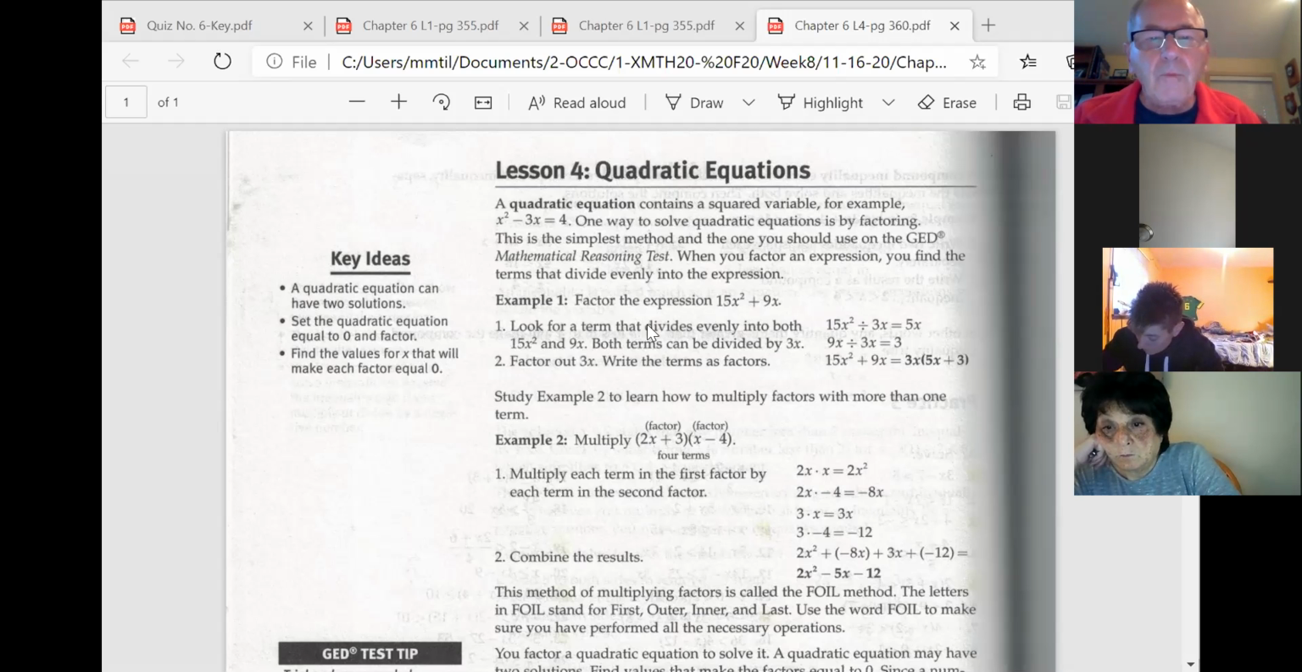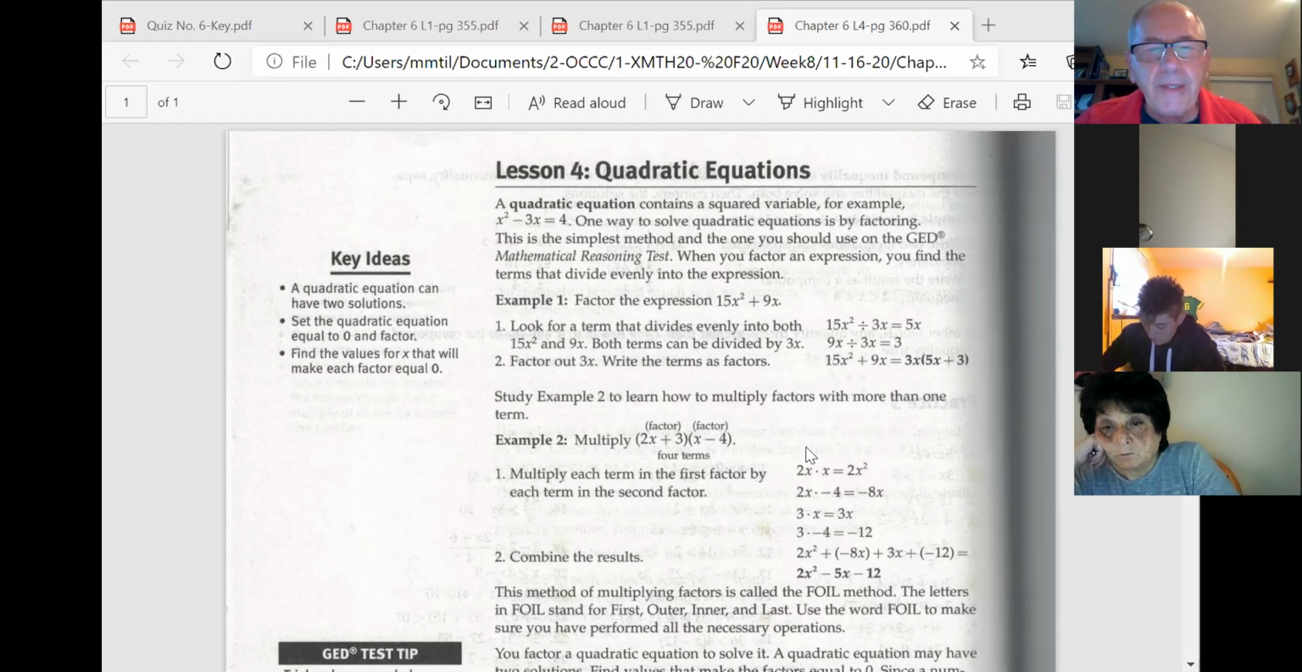Okay, when I say factor something, it's like put it down to its simplest terms. In this particular case, it becomes 3x times 5x plus 3, which is the same as 15x squared plus 9x, but we factored it down to the lowest terms. We do this in the math world so we can determine what the roots of this equation are. And I'll get into that a little bit too, okay?